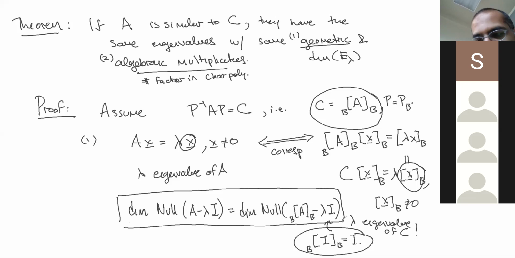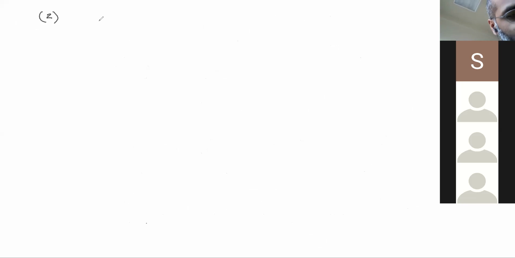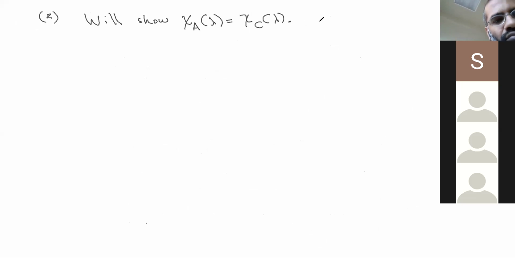Next, I'll do the proof that they have the same algebraic multiplicities. I'm actually going to show that they have the same characteristic polynomial, which will imply, in particular, that all the roots are the same. This is actually a different proof that the eigenvalues are the same, but now for the algebraic multiplicities. So what's the proof? Well, the left-hand side is this, the determinant of A minus lambda I.